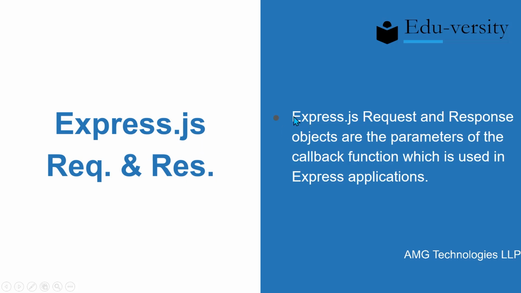The Express.js request and response objects are the parameters of the callback functions used in Express applications. If a client is sending some kind of request to the application or to the server, the data with that request will be stored in that particular request object. These request and response objects are predefined by default, provided to the function by the Node server. The request object carries all the data sent from the client to the server, and the response object contains the data sent from the server to the client.